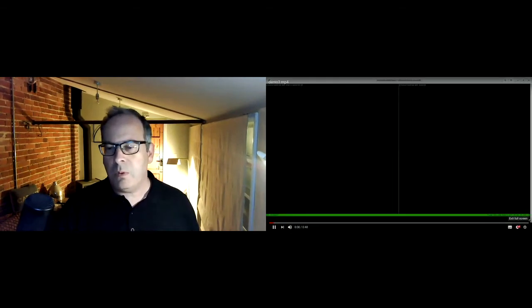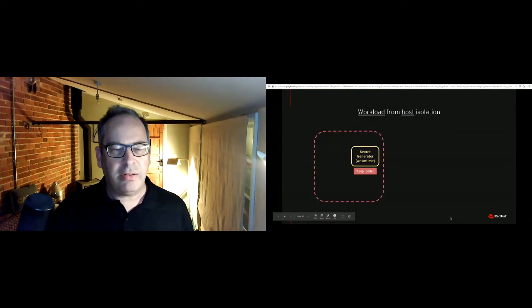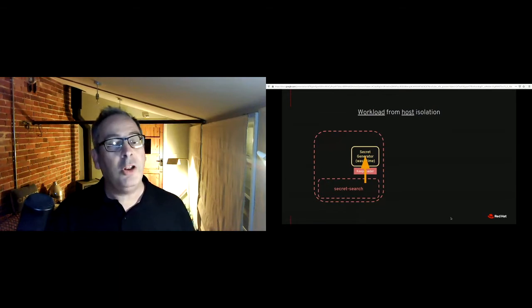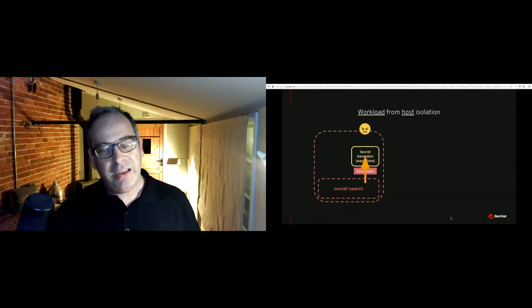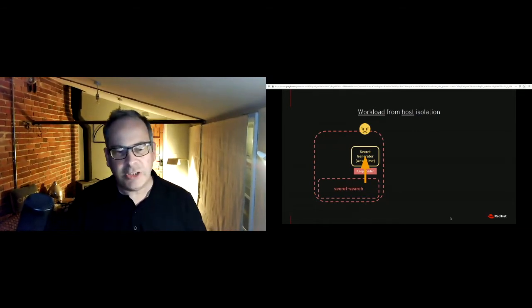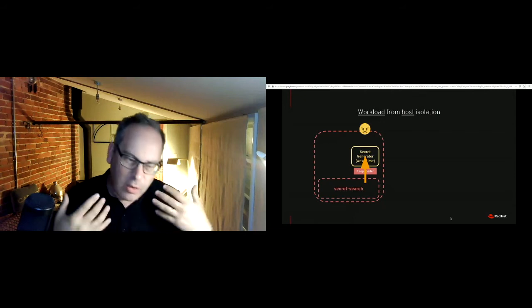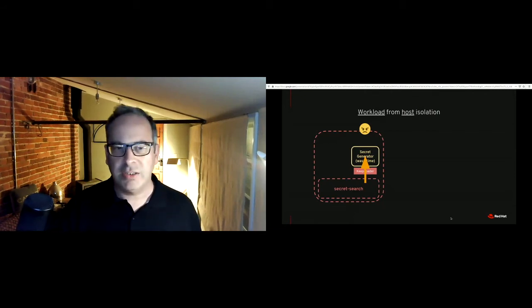So what we've just seen is our secret generator, and the secret search was able to look inside it, and that makes us very sad. We do not like this. So this basically shows that in normal usage, there is no isolation of type 3. There's no workload from host isolation.